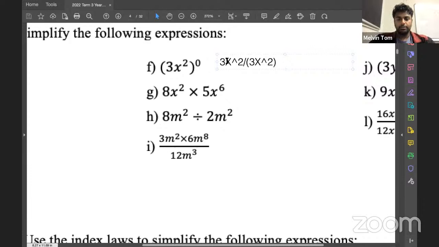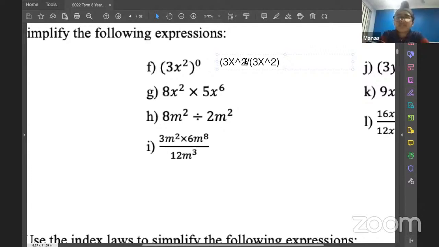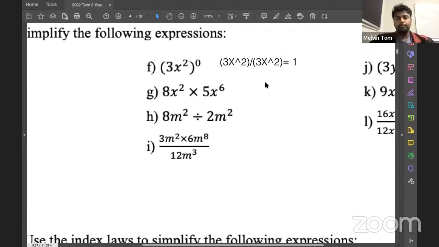So what's this equal to? That's 1. Okay, do you get it? Yes, because the top number and the bottom are the exact same thing. So that's why it all disappears out.